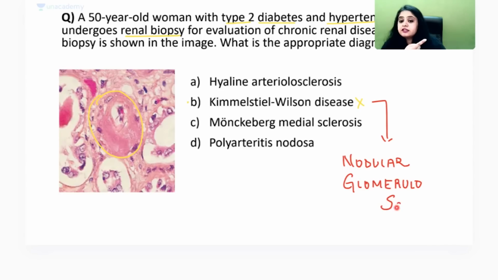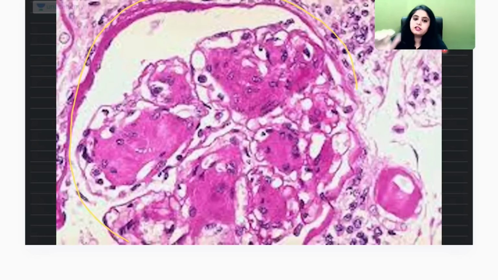No. Sclerosis means pink color material. So you say, ma'am, pink color material is there, agreed, but there is no glomerulus, it is not nodular. That is why it's not KW lesion. Now remember this, nodular glomerulosclerosis. Now agree, do you see pink color material? So I'm saying nodular glomerulosclerosis.